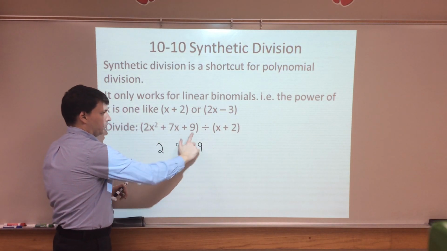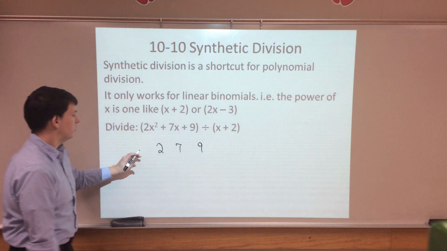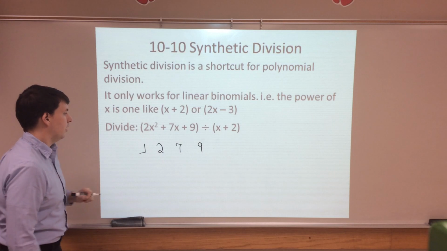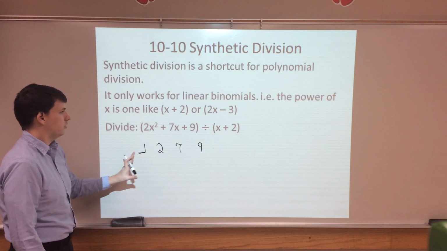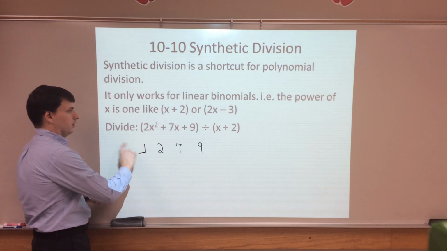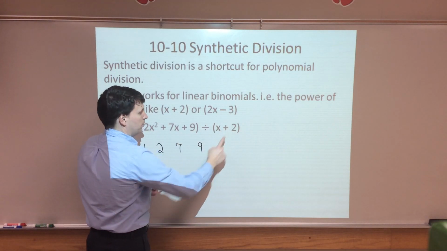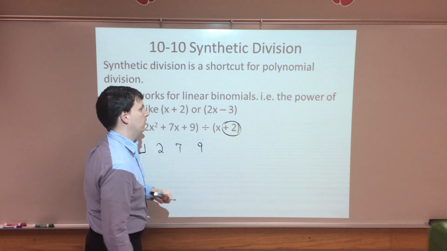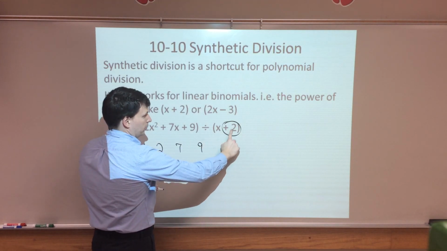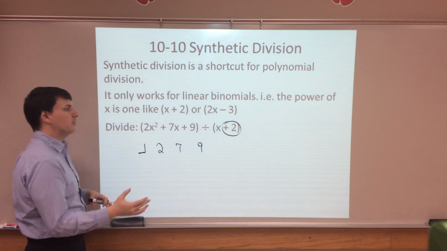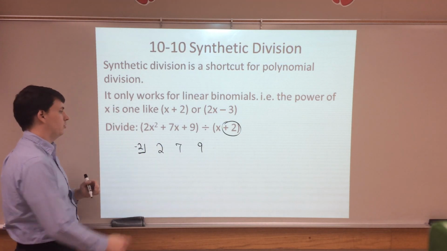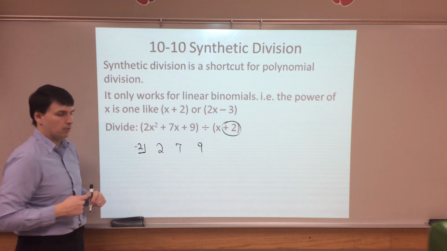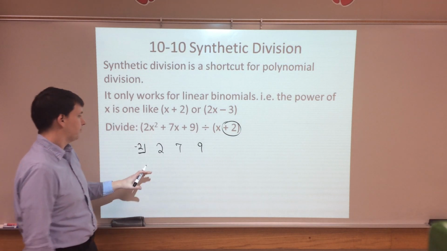Okay, so we have those coefficients for our trinomial, and then just to the side of it, I'm going to put this little angled bracket, just to separate it. And what we're going to put here is going to be this number. So this is x plus 2. Whatever that number is, we're going to take its opposite sign and put it right here. So since I said x plus 2, I'm going to put a minus 2 right there inside that little bracket.